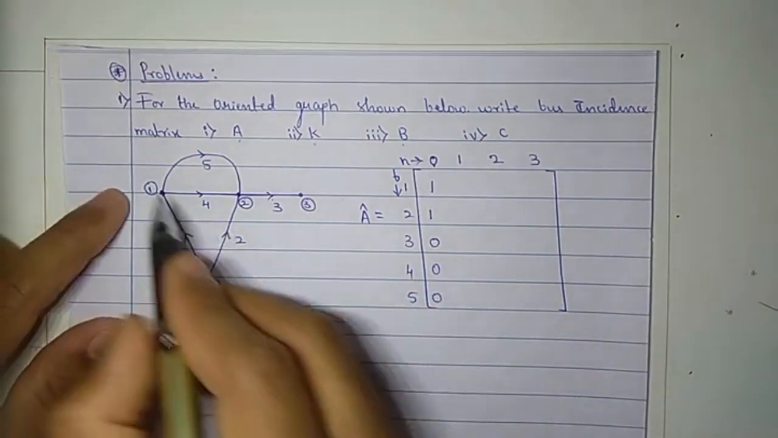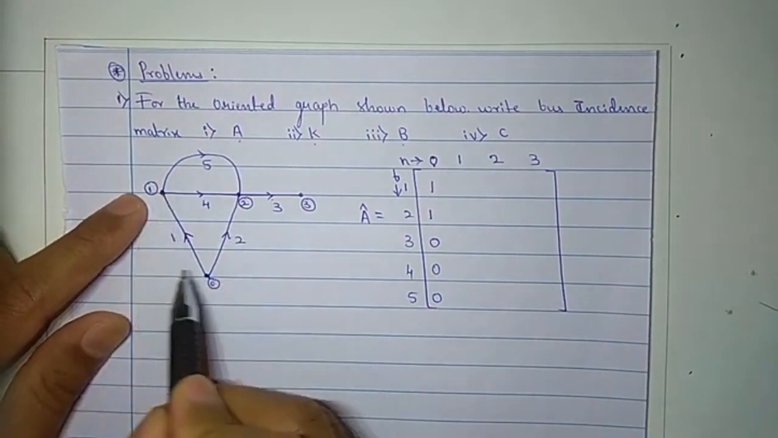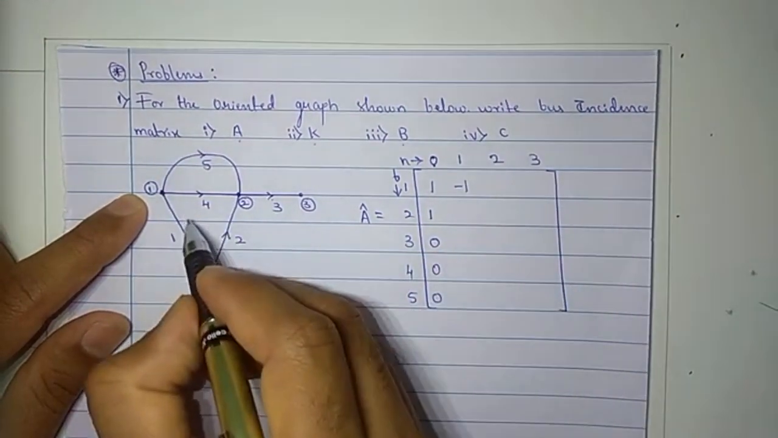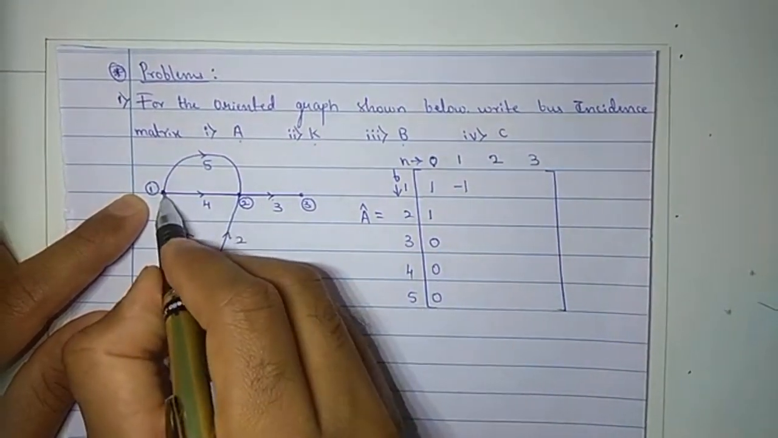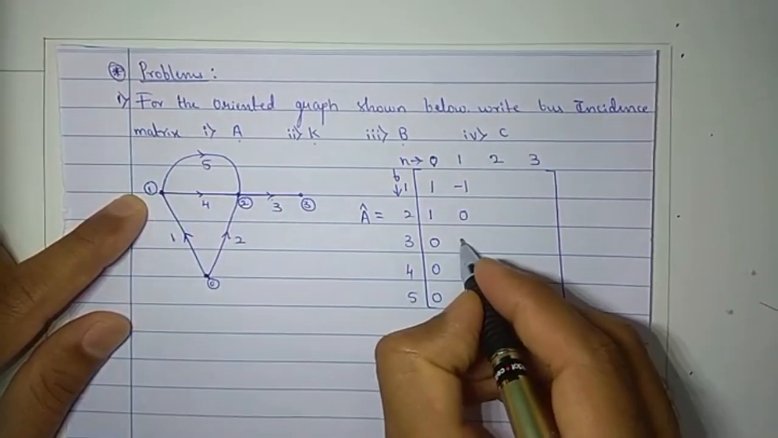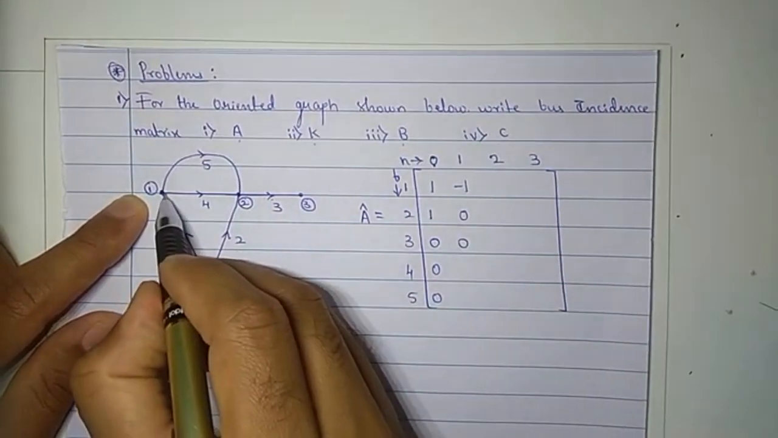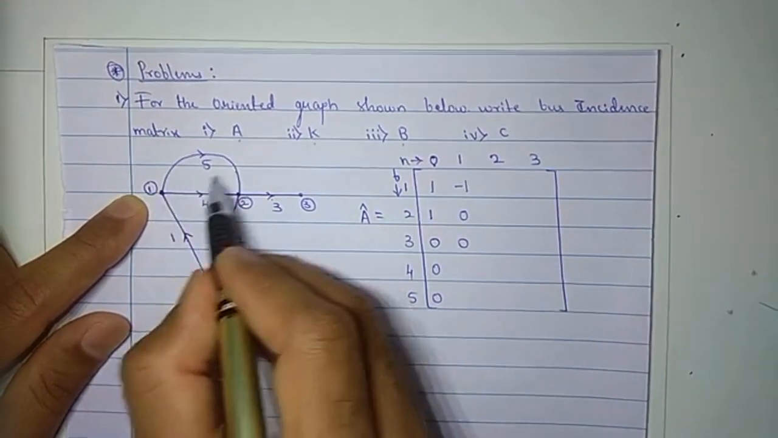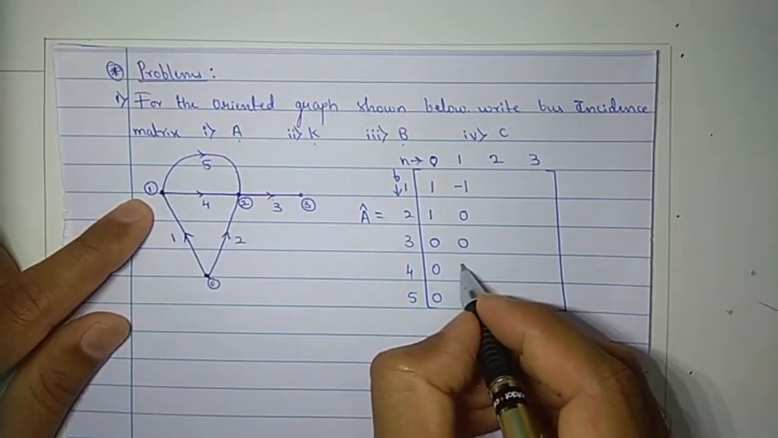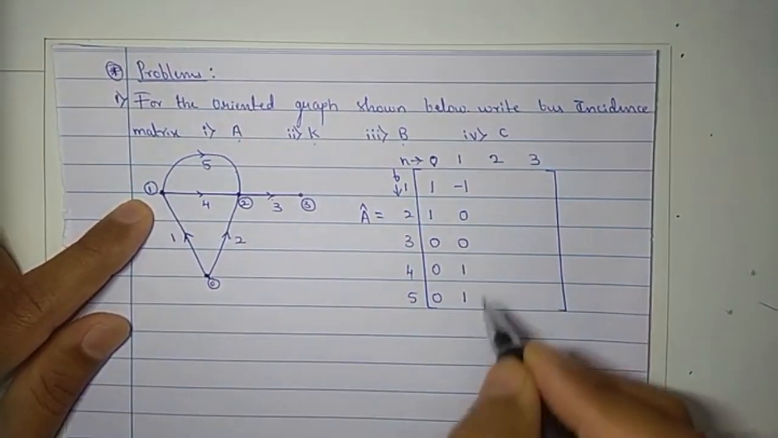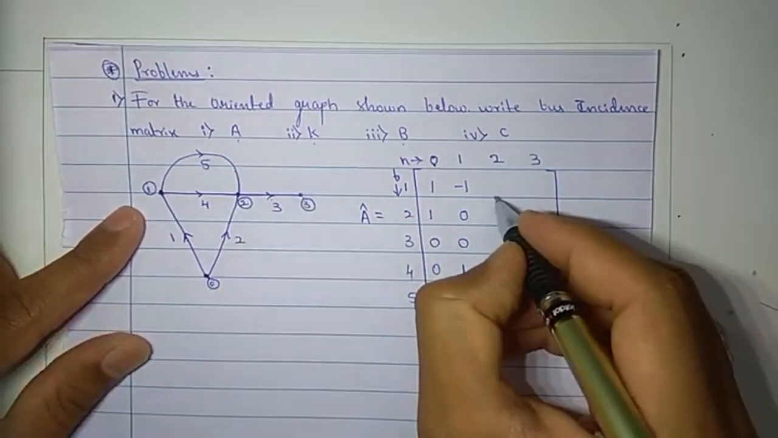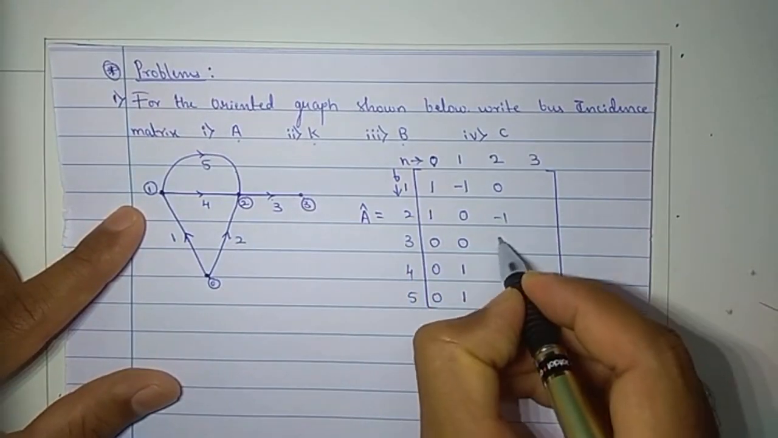The same way, if you hold at node 1, the branch 1 is coming towards, so it is minus 1. Branch 2 is not having any relation with the node 1, so it is 0. Branch 3 is not having any relation, so it is 0. Whereas branch 4 and branch 5 both are going away from the first node. If it is going away, then it is 1. The same way, try to solve this node 2 and node 3. I will be writing directly.